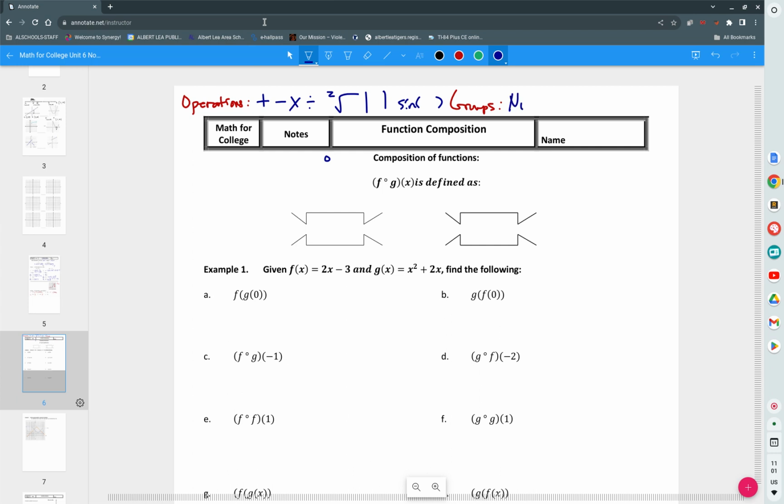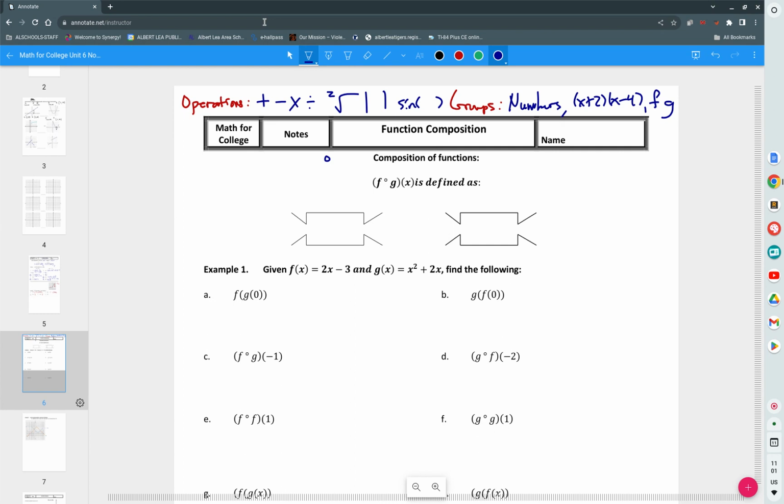One group would be numbers. You're used to operating on numbers, right? We're also used to operating on algebraic expressions. For example, like x plus 2 times x minus 4. We're operating on an algebraic expression in that situation. What today's composition is, you don't use really numbers or algebraic expressions so much as you use functions. Functions f and g. So composition is the operation, and the groups that we're going to operate on are functions.